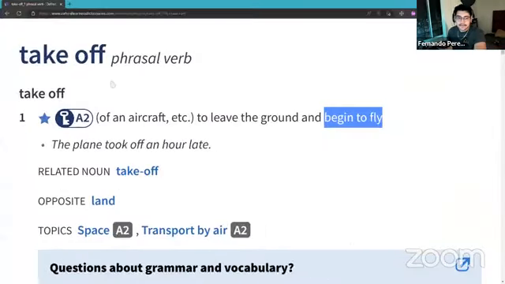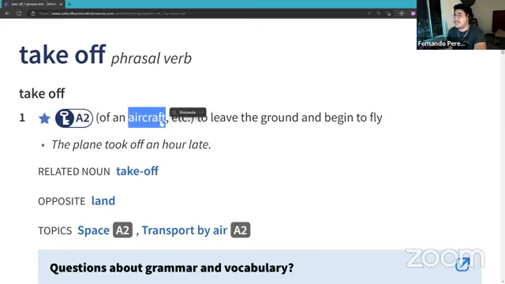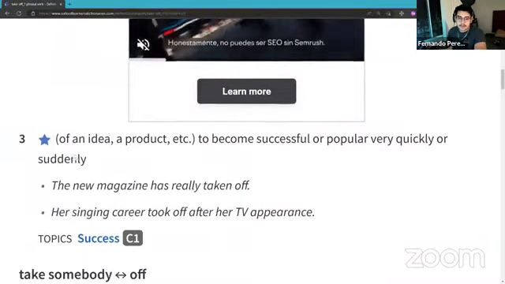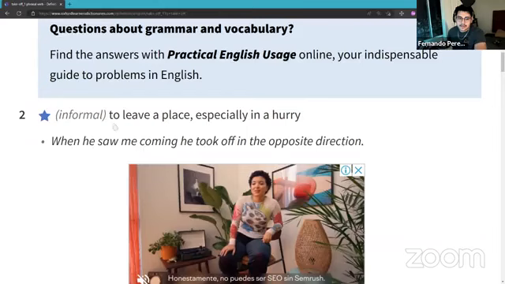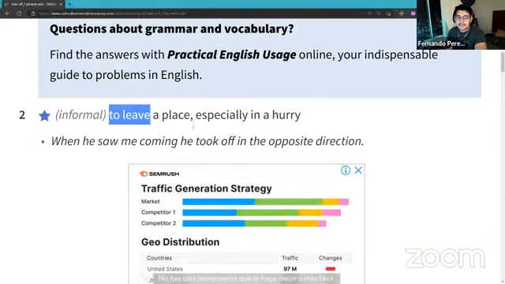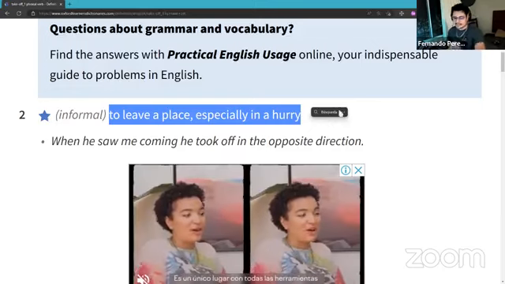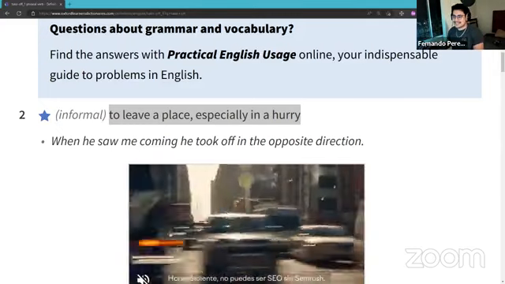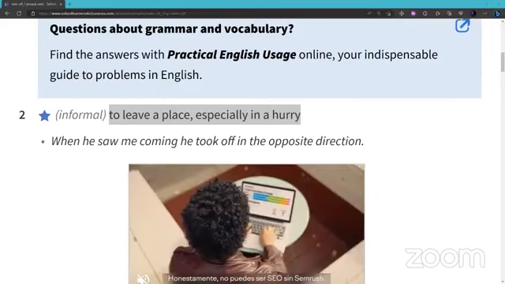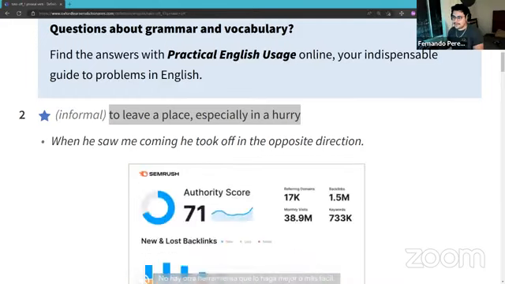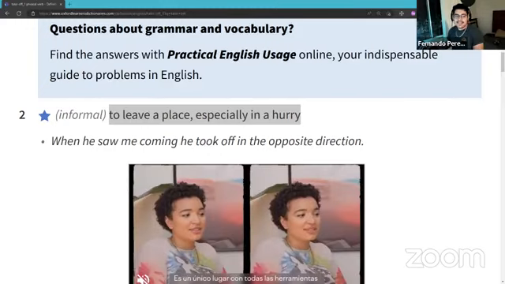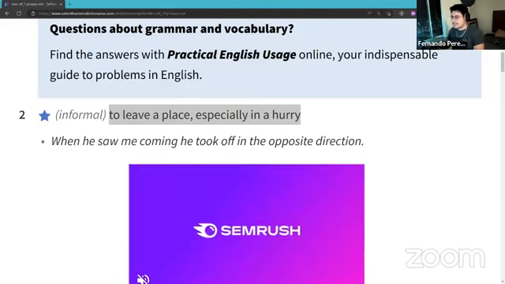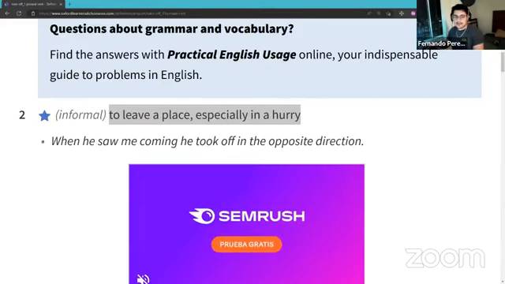Now, take off as the definition of the aircraft is not the only definition. We have also, look at this one. Informal speech. To leave a place, especially in a hurry. That's definition number two. You have seen that in other contexts, no, Luis? Yes. Right? That's a very common one. And you have this example. When he saw me coming, he took off in the opposite direction. This person didn't want to see you.